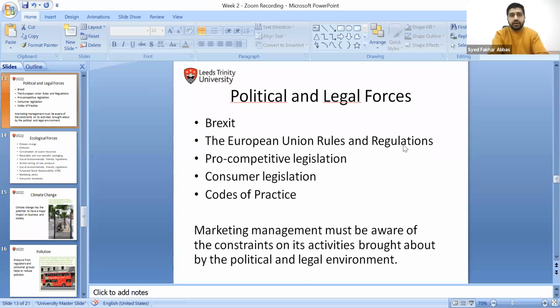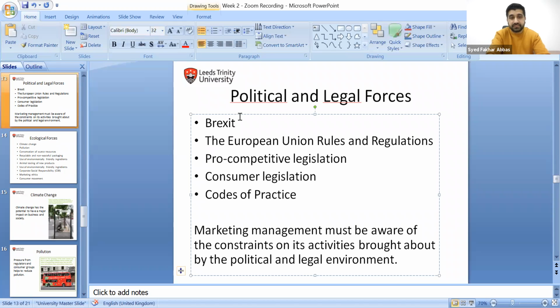Then we will talk about political and legal forces. As we can see recently, just because of Brexit, that has impacted businesses in the United States, in the United Kingdom, as well as in the European Union. There are different political and legal forces that impact the business environment, just like Brexit, European Union rules and regulations, pro-competitive legislation, consumer legislation, and codes of practice. So these are different factors. Based on these factors, they impact businesses directly.